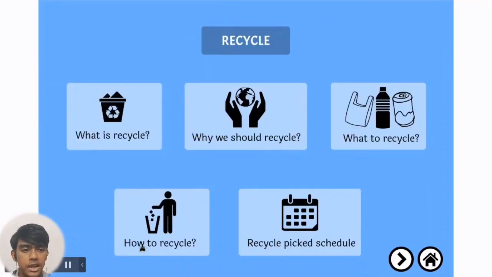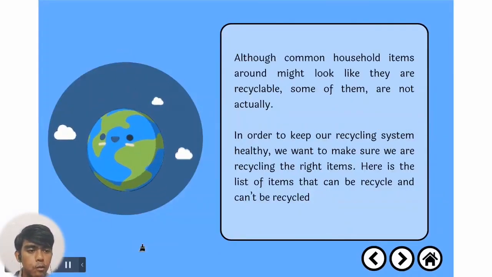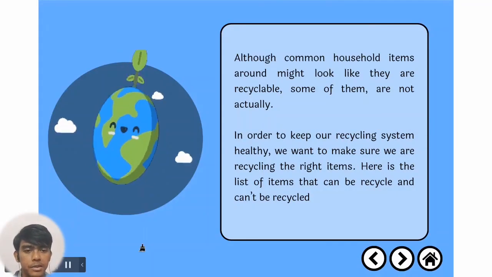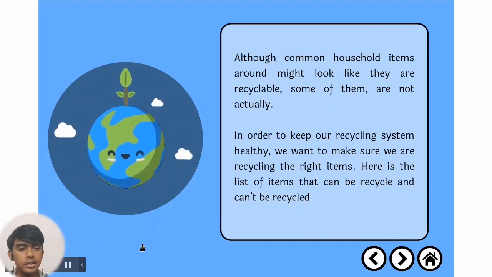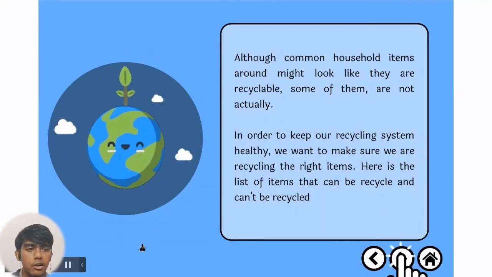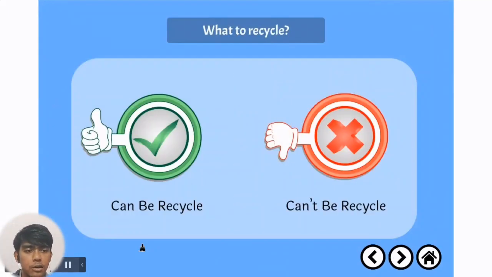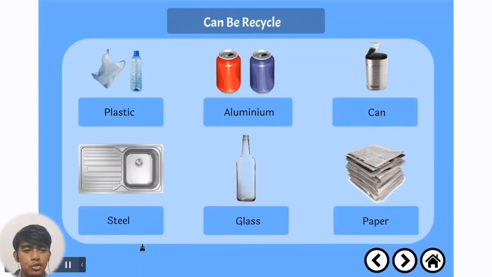If the user clicks the what to recycle button, the screen will display the intro of what can and what can't be recycled. The persona on the screen is the earth with a smile that brings the symbolic of the benefit of recycle. Next, when the user clicks on the arrow next button, the screen will display two buttons, which are can be recycled and cannot be recycled. If the user clicks either one of them, it will show the list of product items that can or can't be recycled.